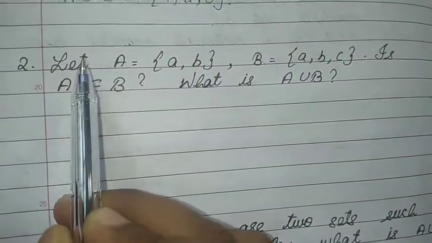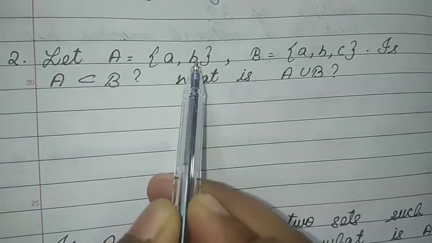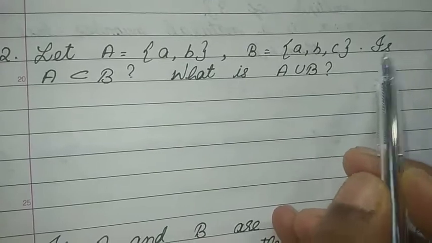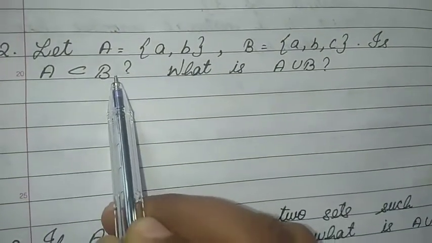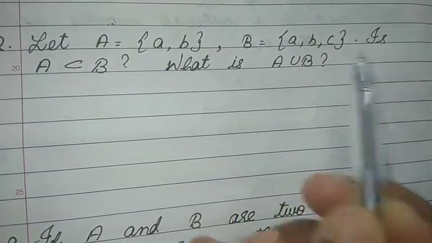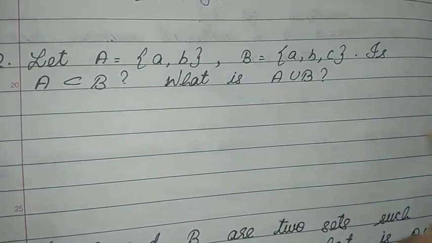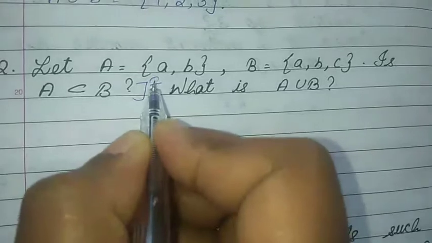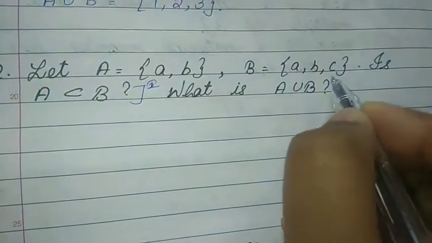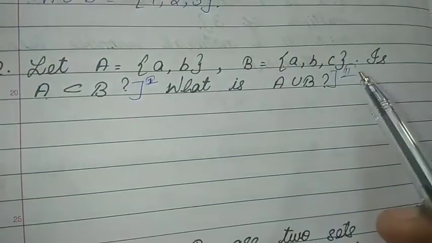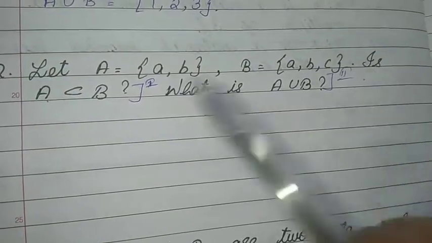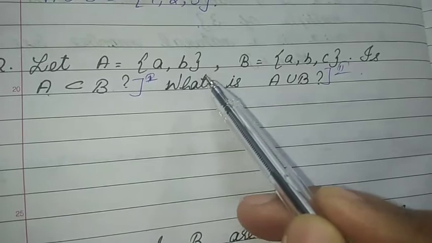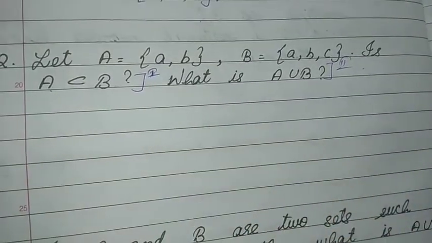Question 2. Let A is equal to {a, b}. B is equal to {a, b, c}. Is A subset of B? What is A union B? So now this is the first part of the question. Till here it is first part. And this is the second part. Now we have to check, is A subset of B? Okay, next one what we have to check is that what is A union B?